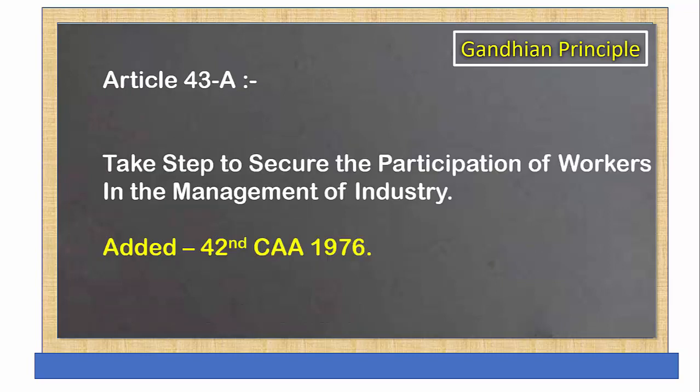Now again coming to Article 43A. So फिर से ये कैपिटल आ गया, याद रखना ये बाद में ऐड हुआ था। As I highlighted, this article was added again in the same 42nd Constitutional Amendment Act. So it says basically to take steps to secure the participation of workers in the management of industry. So there must be a provision for the participation of workers in the management of industry, basically added in the 42nd Constitutional Amendment Act.